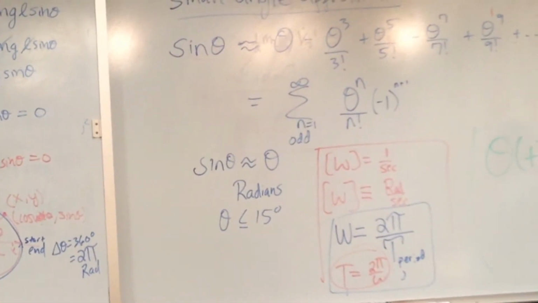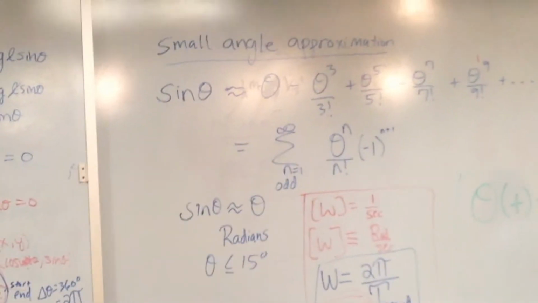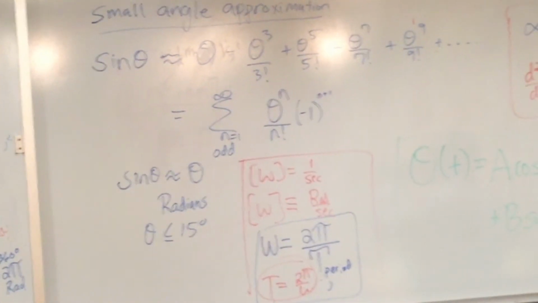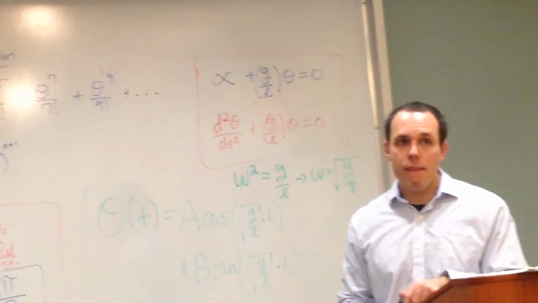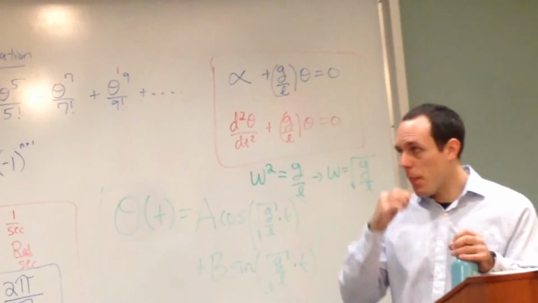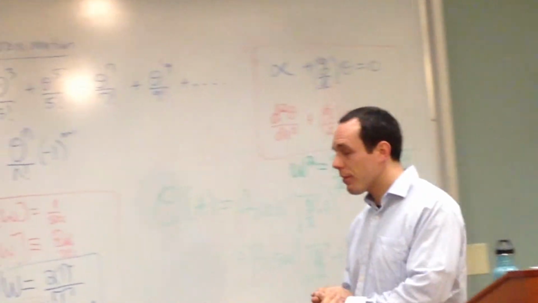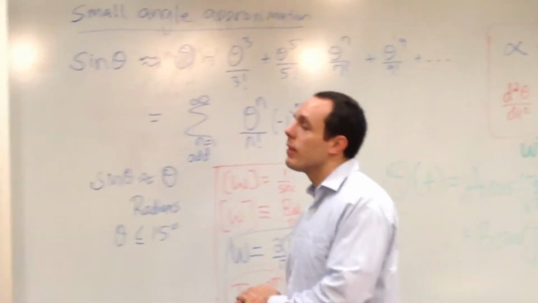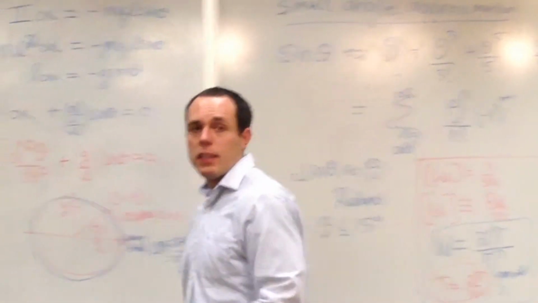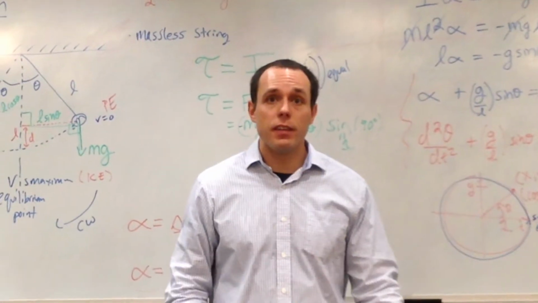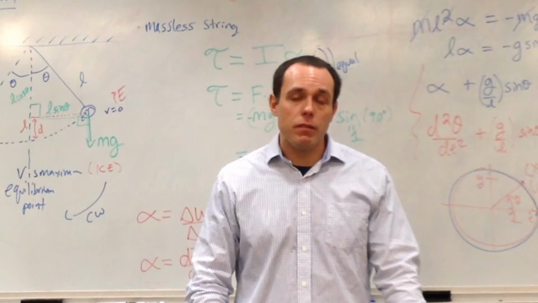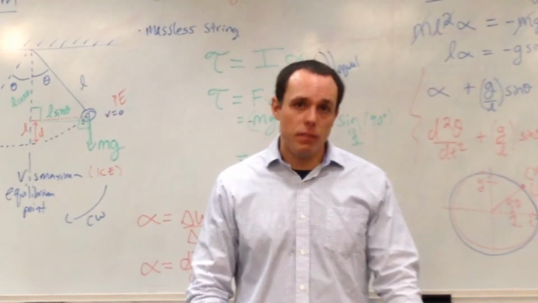Yes? Small angles mean under 15 degrees? Yeah. You say that the tension of the string is equal to the centrifugal force? Yeah. But that wouldn't help you in this way to get this equation of motion. No, but you can get the force of gravity from that. Yeah. You could do that.